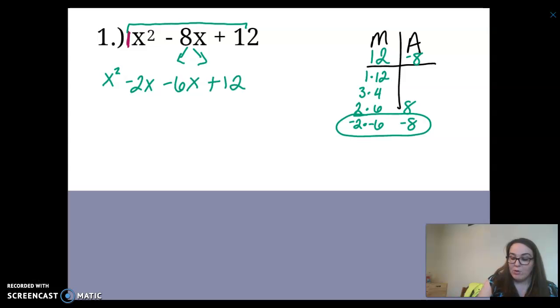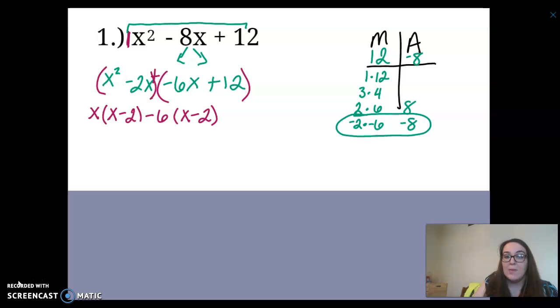At this point, most of you are doing pretty good. Go ahead and pause it, and I want you to group them. Out of each group, I want you to take the GCF out. Then unpause and check to see if you got the same thing I did. Out of that first group came an x. Out of the second group had to be a negative 6 that came out in order to make it an x minus 2. Then remember your final answer that you're going to write down: x minus 2 and x minus 6.